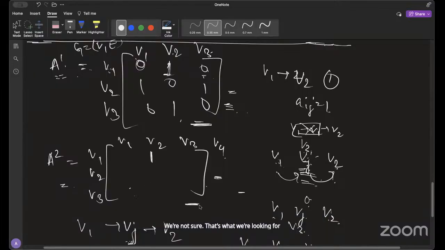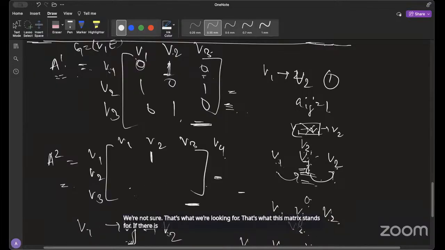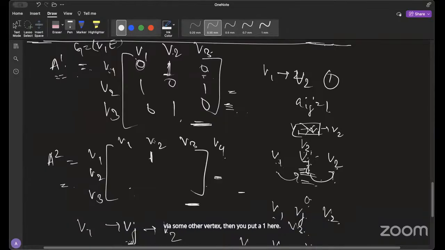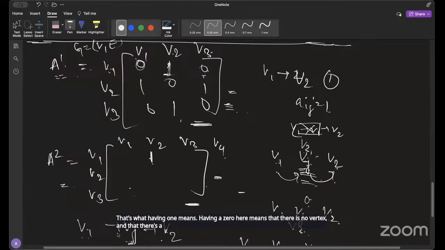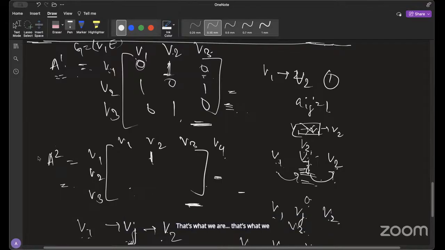That's what this matrix is for. If there is a path from V1 to V2 via some other vertex, then you put a 1 here from V1 to V2. Having a 1 here means that you have this situation happening in the graph. Having a 0 here means that there is no vertex such that there's an edge from V1 to that vertex and then that vertex to V2. That's what A square represents.